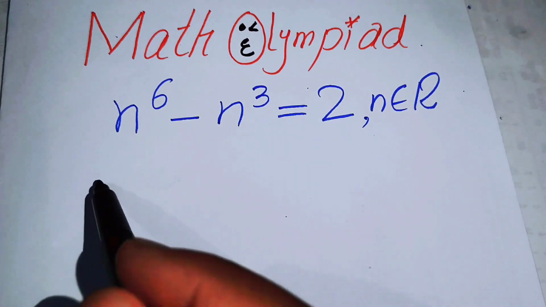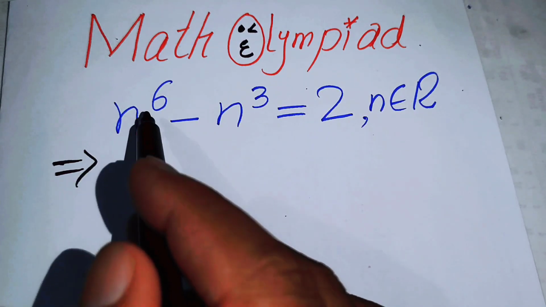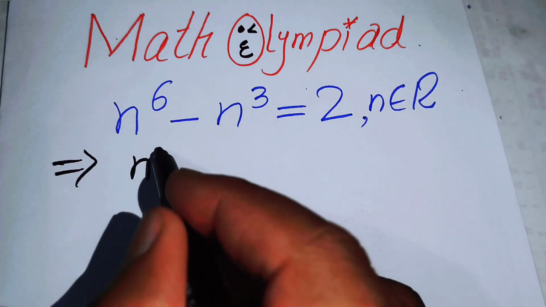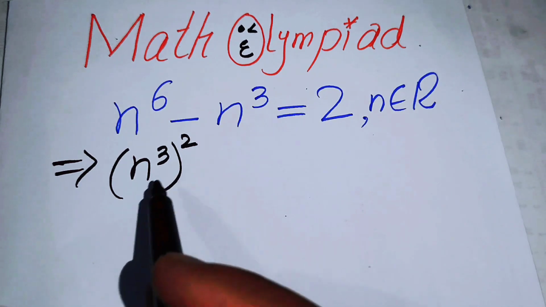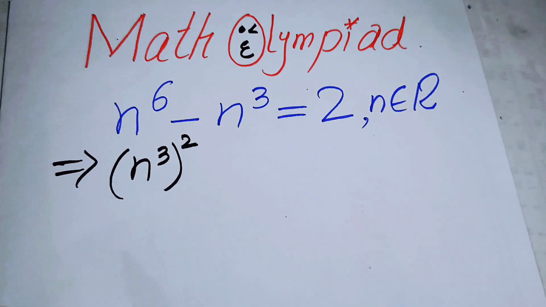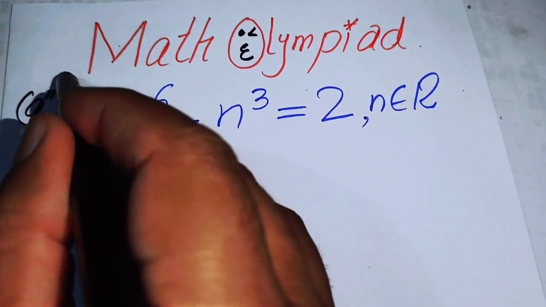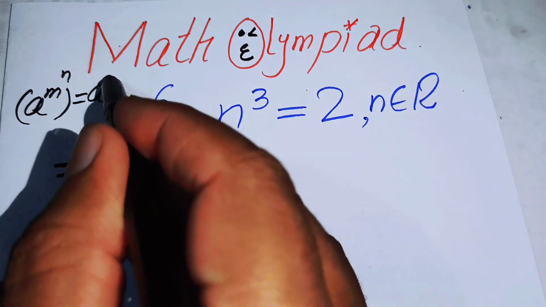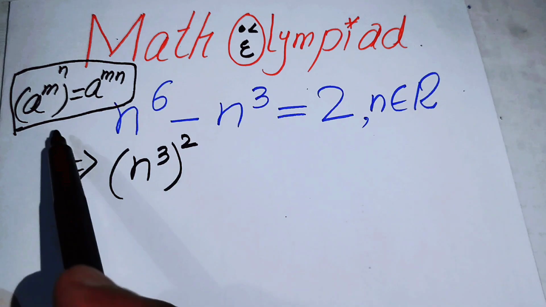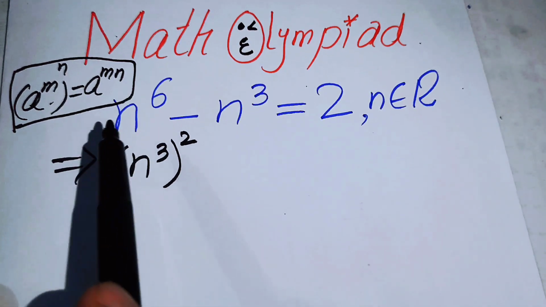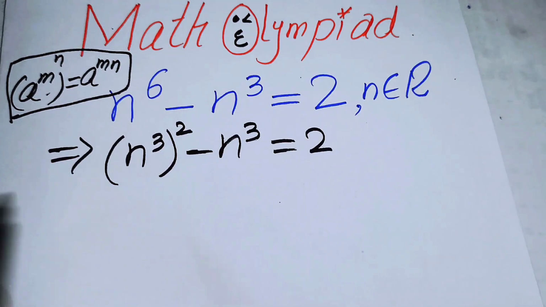So the very first thing we are going to do is rewrite this term: here we have n to the power of 6 and we write it as n to the power of 3 and its whole power 2, because here I can apply the nice exponential law. According to this law, if you have a to the power of m to the power of n, it is equal to a to the power of m times n. It means that if you have an exponent to an exponent, these exponents are multiplied by each other. So here you get n cubed squared minus n cubed is equal to 2.